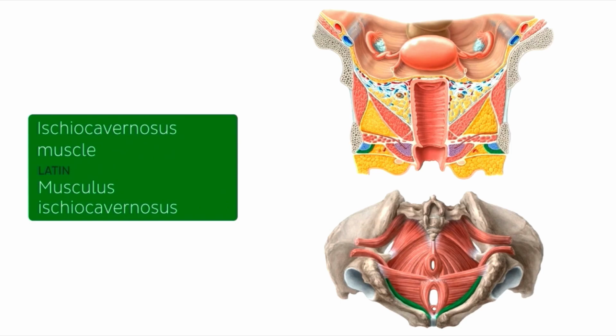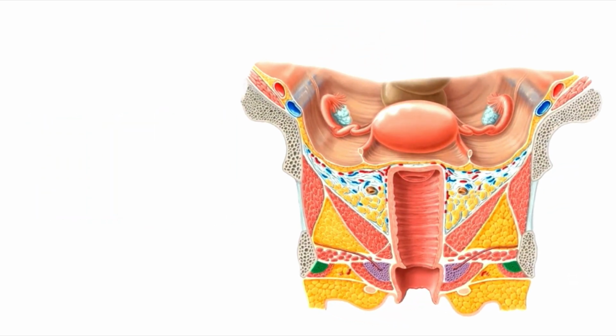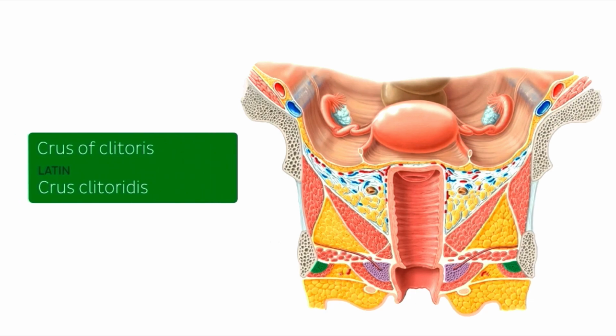And down here in the lower image, we can see it running along the inner surface of the pelvis towards the clitoris. So in this image, I wanted to point out the clitoral crura, which are literally the legs of the clitoris. And the clitoral crura are two erectile tissue structures that arise from the clitoral body, which is anterior and medial to the crura, not seen on this image.